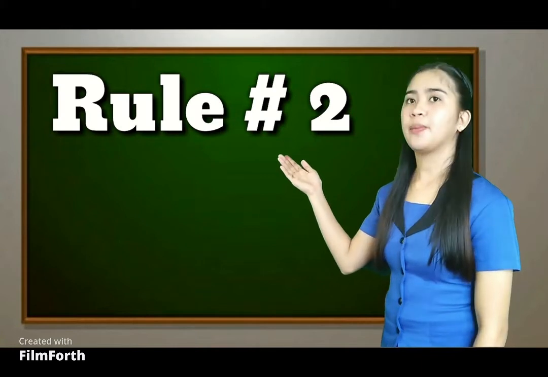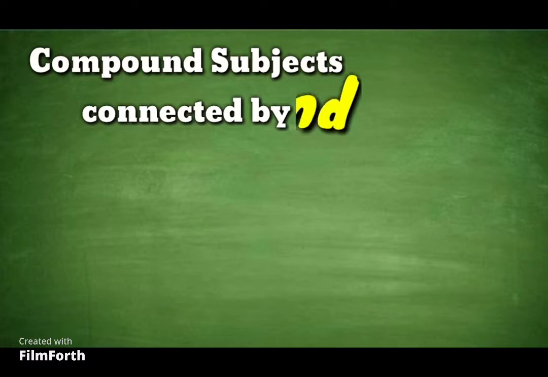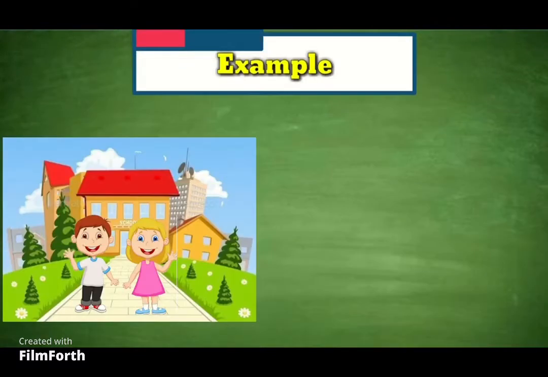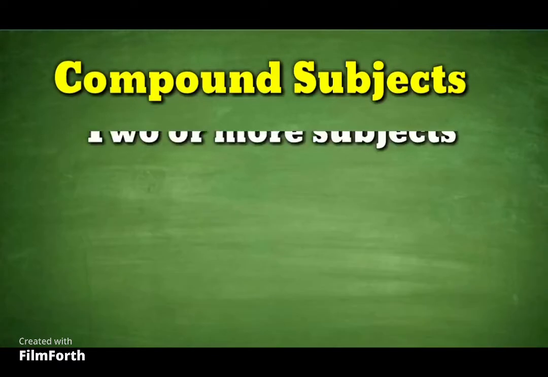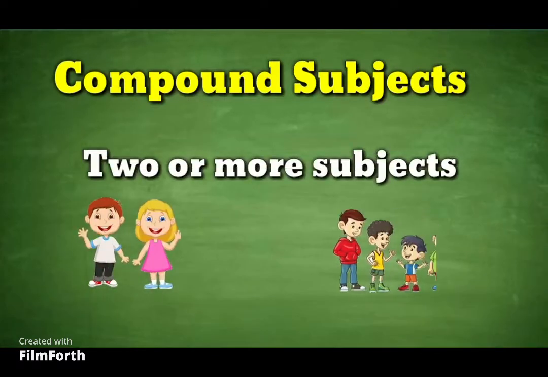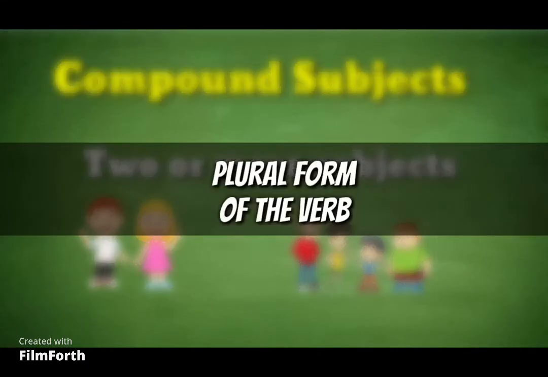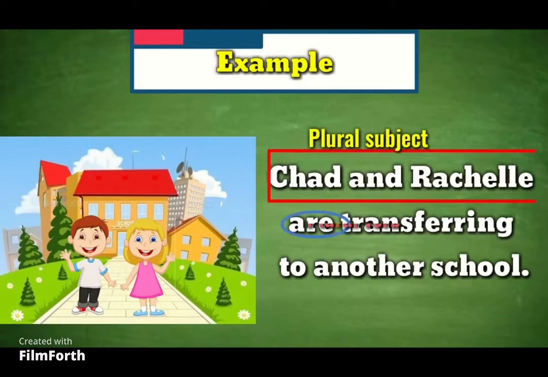Rule number 2. The second rule is compound subjects connected by and use a plural verb. Example, Chad and Rachel are transferring to another school. When we say compound subjects, we are pertaining to 2 or more subjects, and because they are more than one, we're going to use the plural form of the verb. Again, Chad and Rachel are transferring to another school.